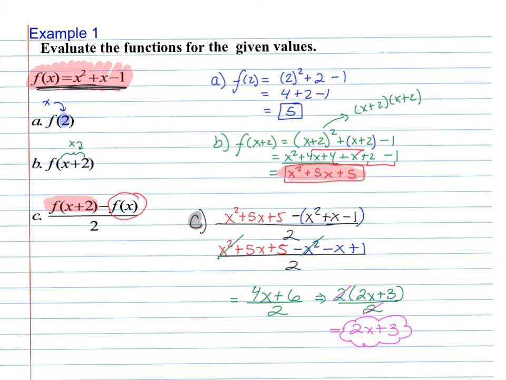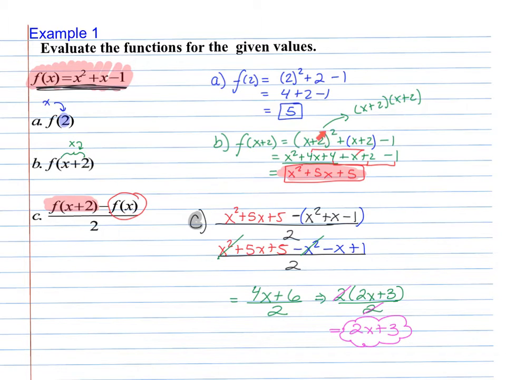Part B, now they're saying that my new x is now x plus 2. This x plus 2 is going to be substituted inside for every value of x. So now, wherever I saw an x, now I'm going to have x plus 2. So this x became (x plus 2) squared, which means x plus 2 times x plus 2. Then x plus 2 minus 1.